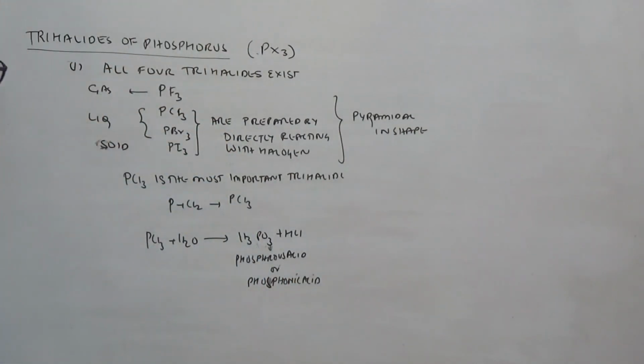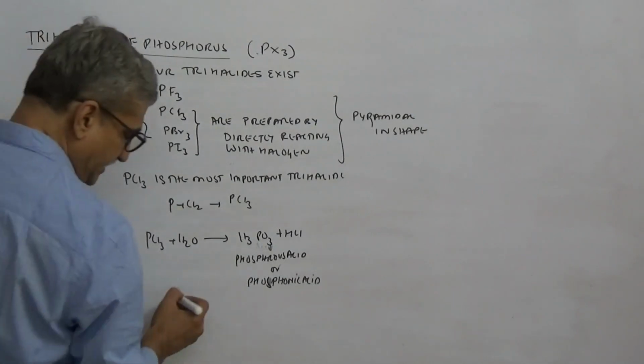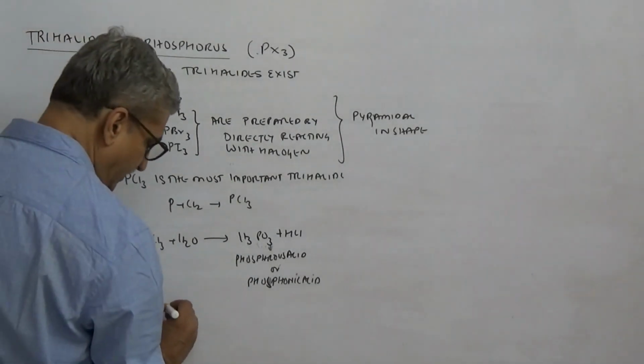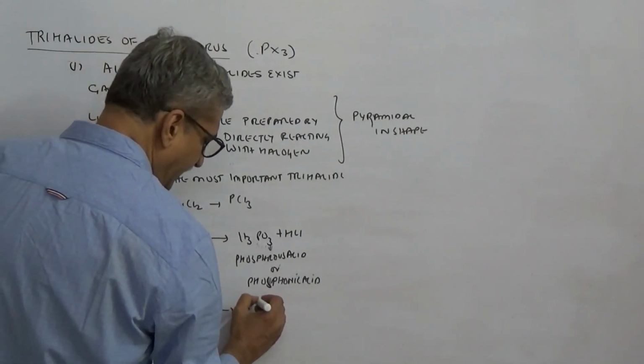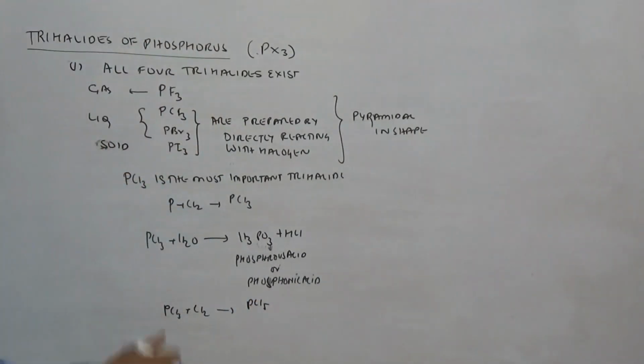So this is about the trihalides. One more thing: PCl3 reacts with further chlorine and forms PCl5. So this will become a method of preparation of PCl5.